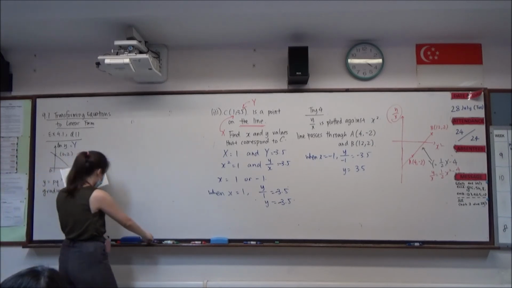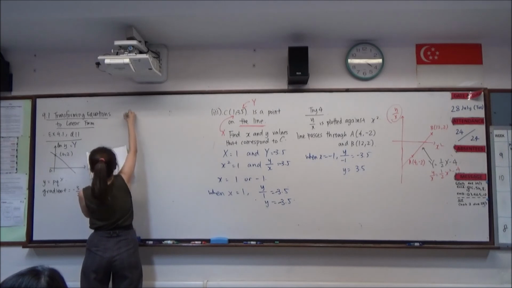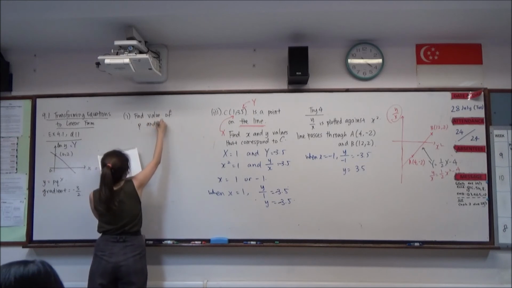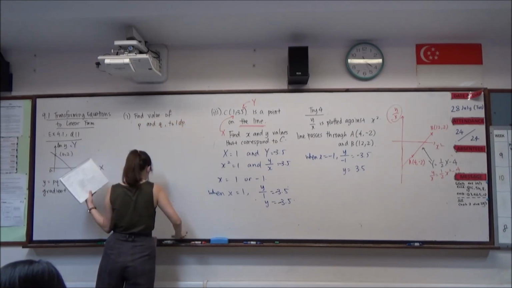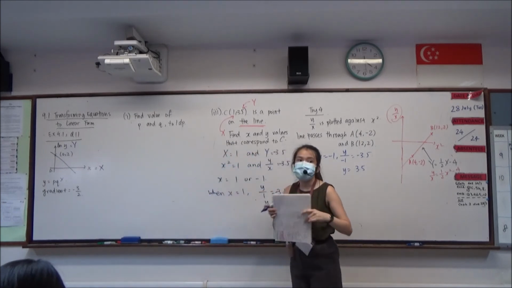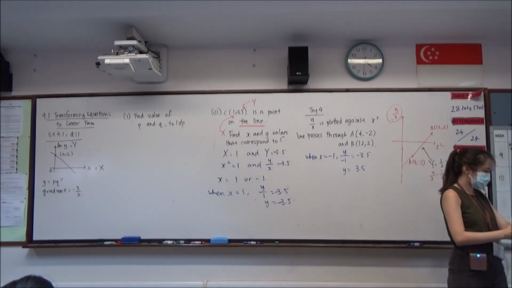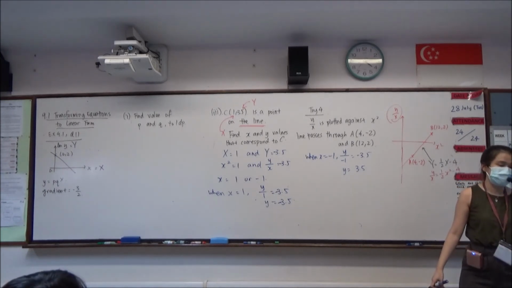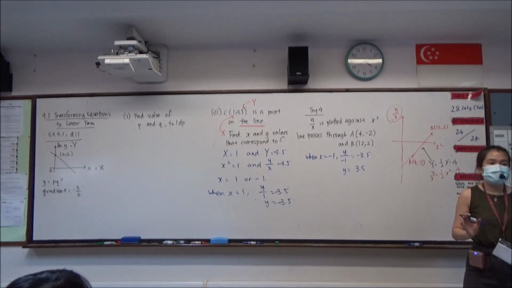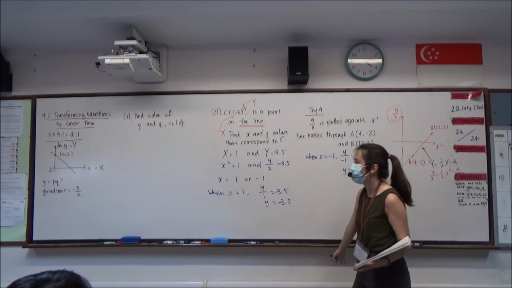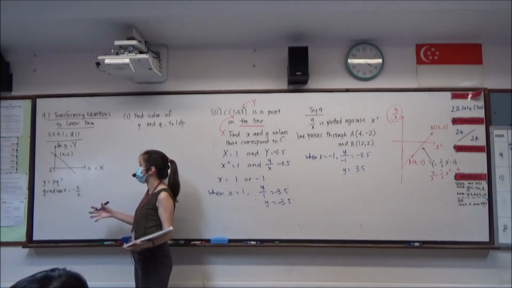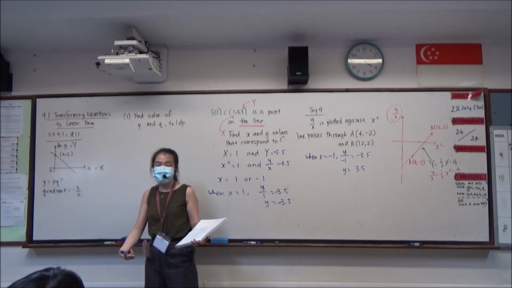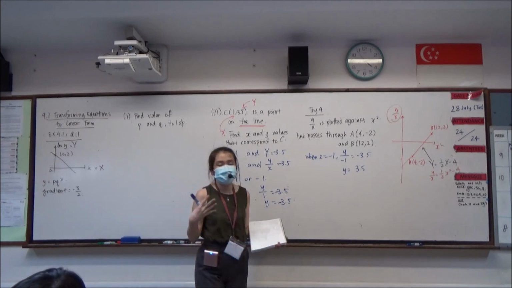In part I, they want you to find the value of small p and small q to 1 dp. I will just do it in the conventional way, such that it will help you in the next chapter, 9.2. Usually in 9.2 they will give you a non-linear equation and then you have to work out a linear one. Then you find the gradient and the y-intercept value.